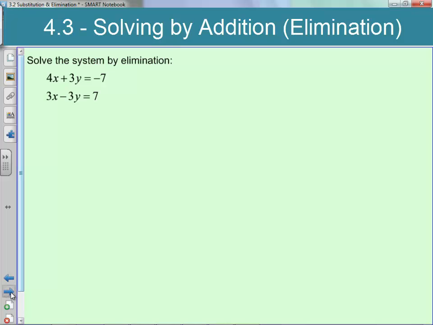So now we're going to move on and do this by elimination. And most people tend to like elimination better. And all this entails is you want to add the equations together.